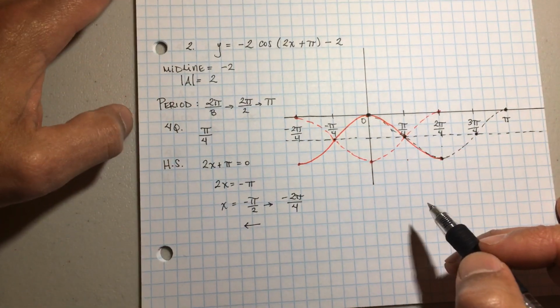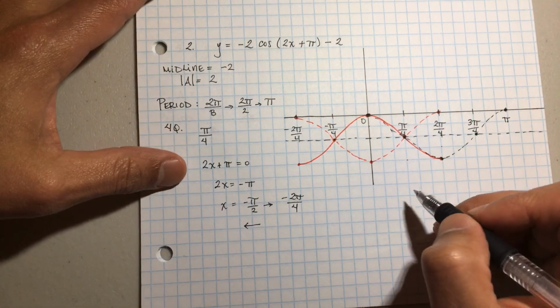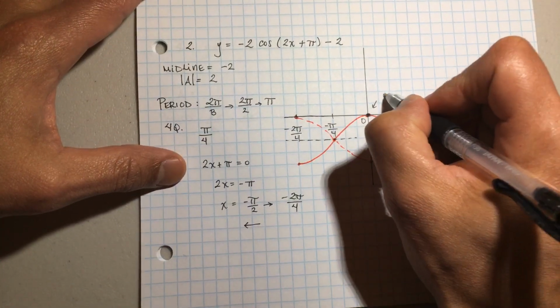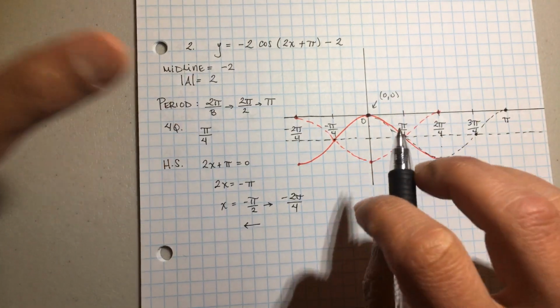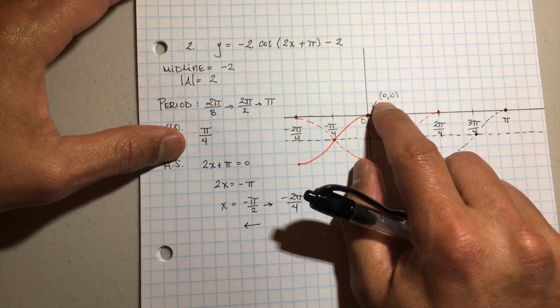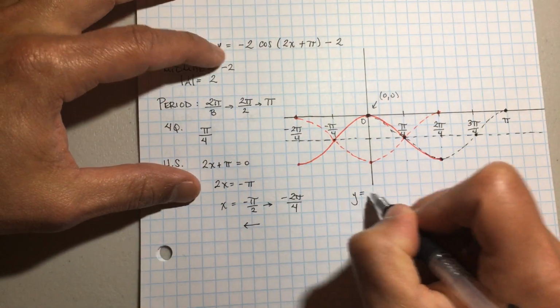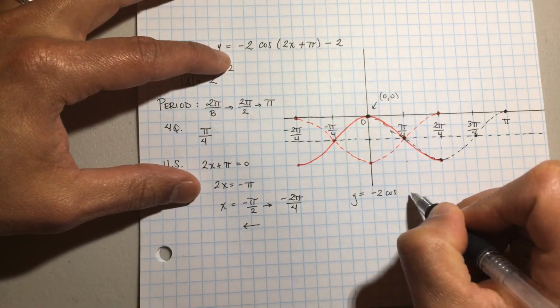So let's see here. Which one can I pick? I can pick any of these. If I pick this point here, what's that point? 0, 0, right? So that means when I plug in 0 for x, I should end up with 0. So let's go ahead and do that real quick, just to make sure we're practicing here.